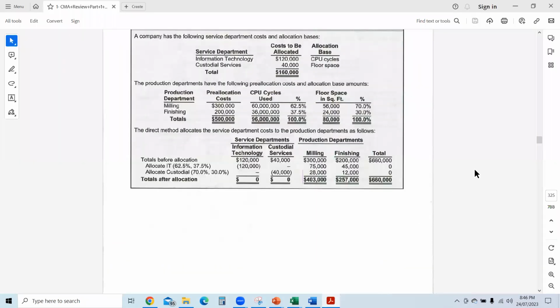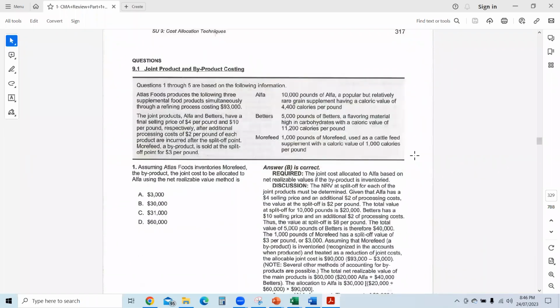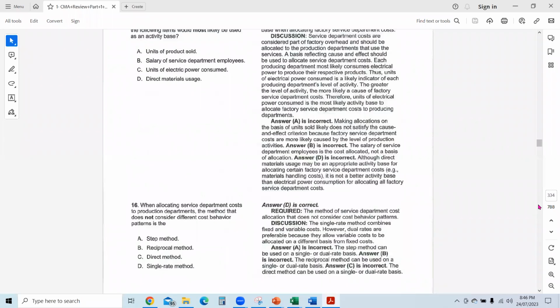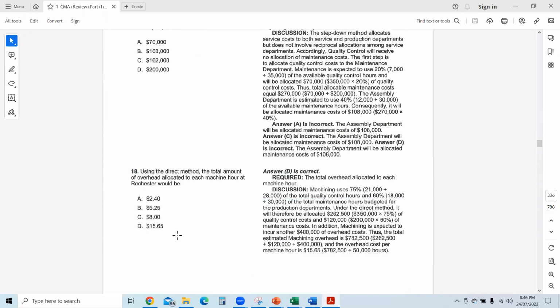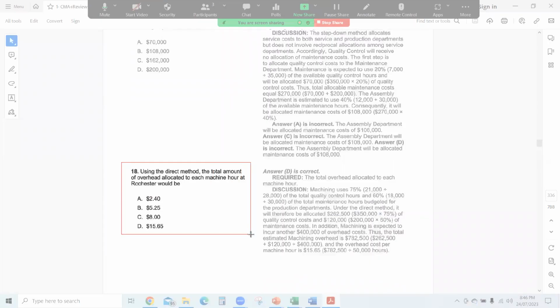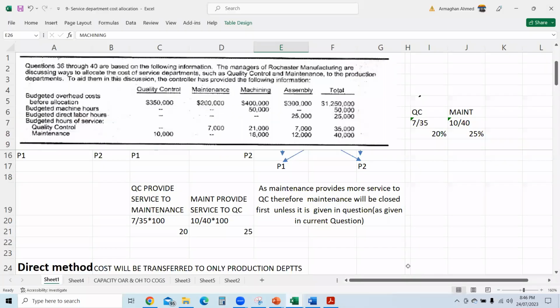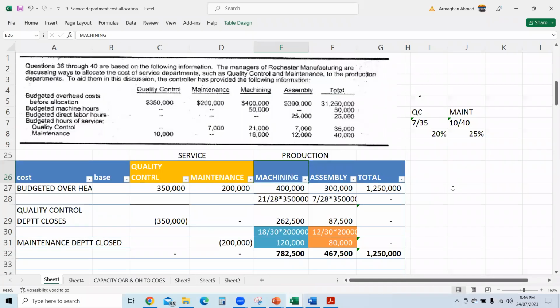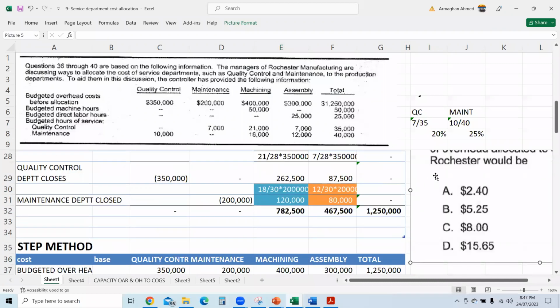So let's come, because this is the question there in your book basically. So I have taken the same question from your book. This is the one, right? So let's see, they are asking question 17, if Rochester uses step method. We have not done step method now, direct method. This is the question, right? So let me bring that here so that you can see whether we are getting the same answer or not. This is direct method.